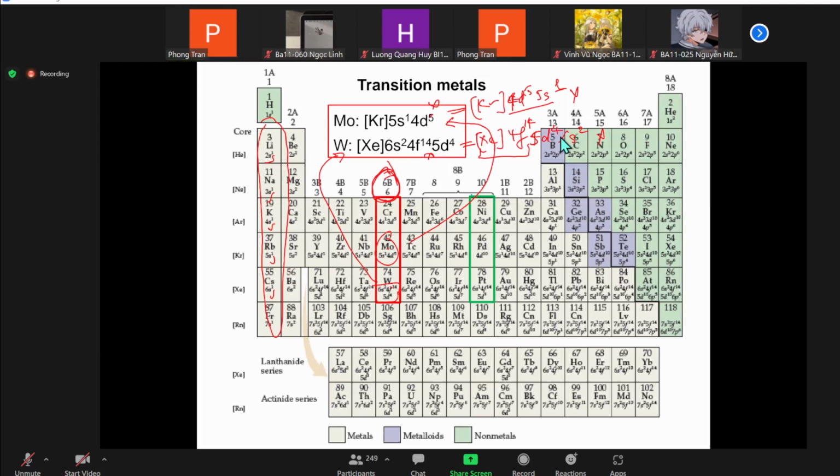Yes, you're clear. Okay. So how can we explain this phenomenon? Well, I think this confusion can be explained because maybe molybdenum and wolfram have similar chemical properties. I think so.